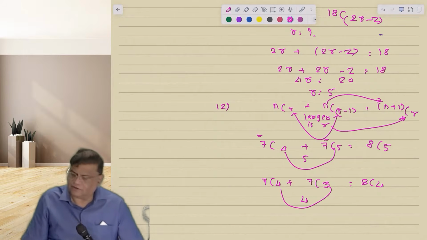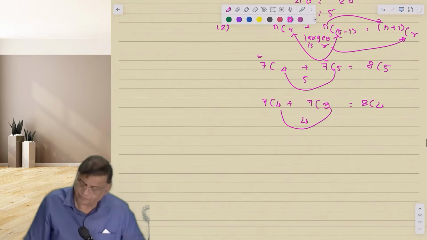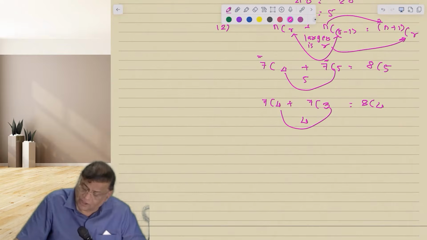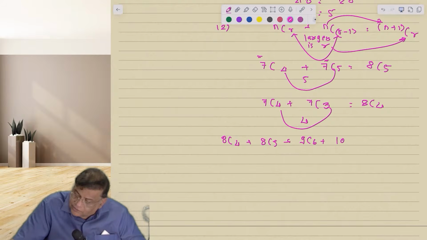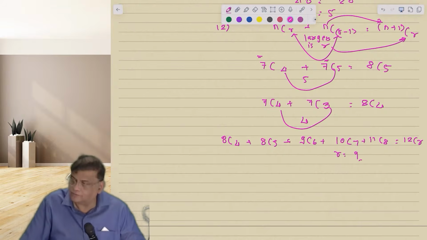There is a classical variety of question based on this. That if I ask you 8C4 plus 8C5 plus 9C6 plus 10C7 plus 11C8 is equal to 12Cr, then r is what?